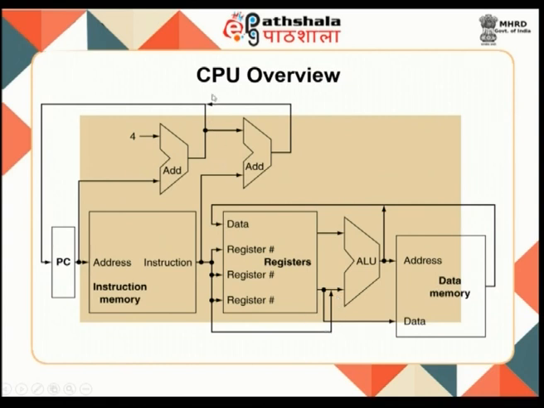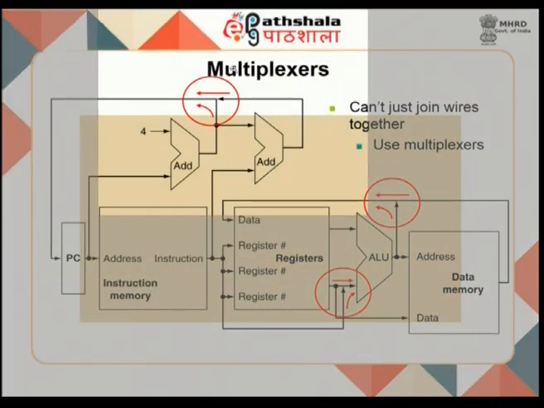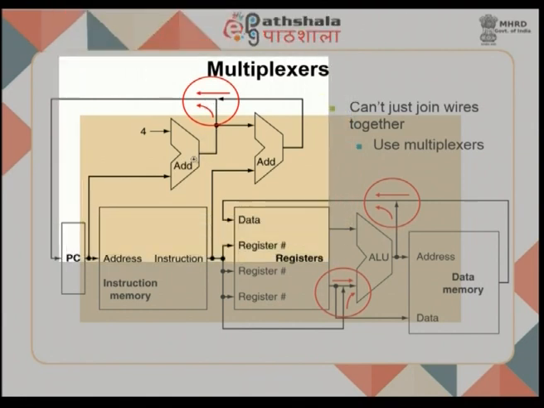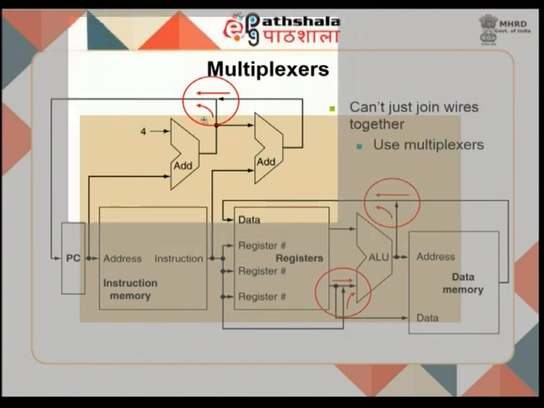Now, when you look at all this, it is not possible to just connect wires like this. So, you have to use a component for it, which is your multiplexer. So, you just bring in a multiplexer here. So, your multiplexer here shows how this is multiplexed. So, you have two paths here, one is PC plus 4 and the other one is PC plus 4 plus the displacement.